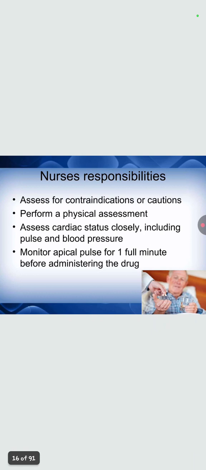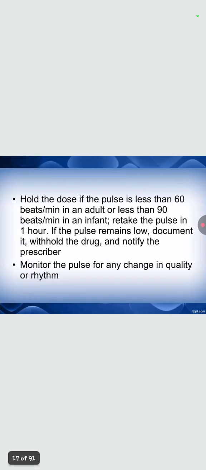So here are the nurse responsibilities: assess for the contraindications or cautions, perform a physical assessment, assess the cardiac status closely, including the pulse and BP. Monitor the apical pulse for 1 full minute before administering the drug. Hold the dose if the pulse is less than 60 beats per minute in adults or less than 90 beats per minute in infants.